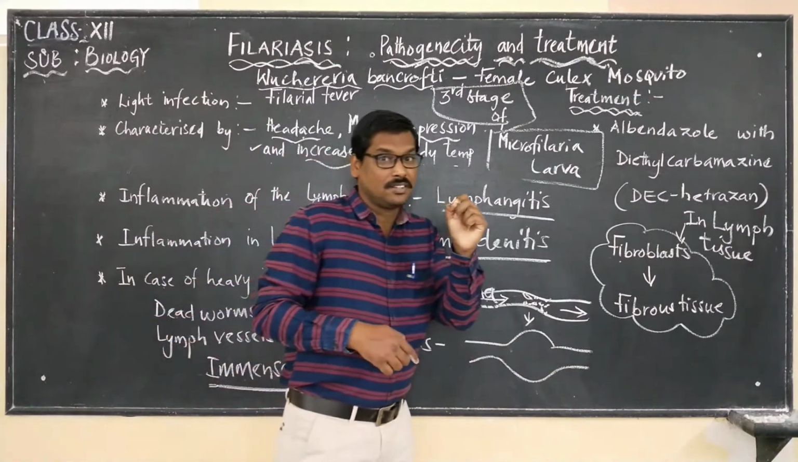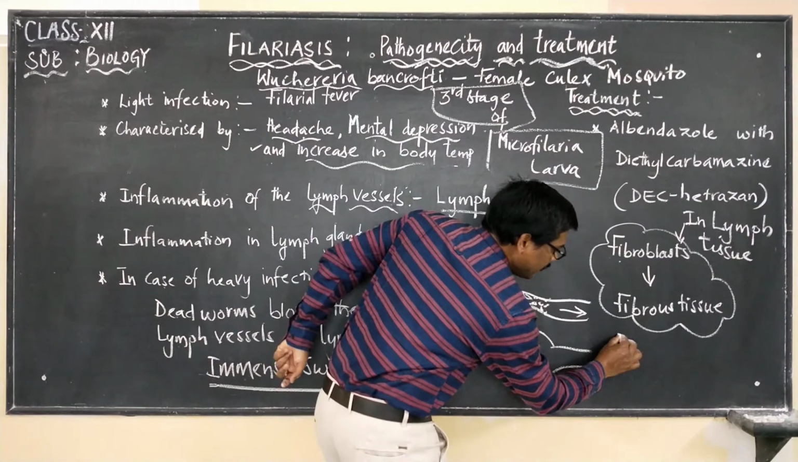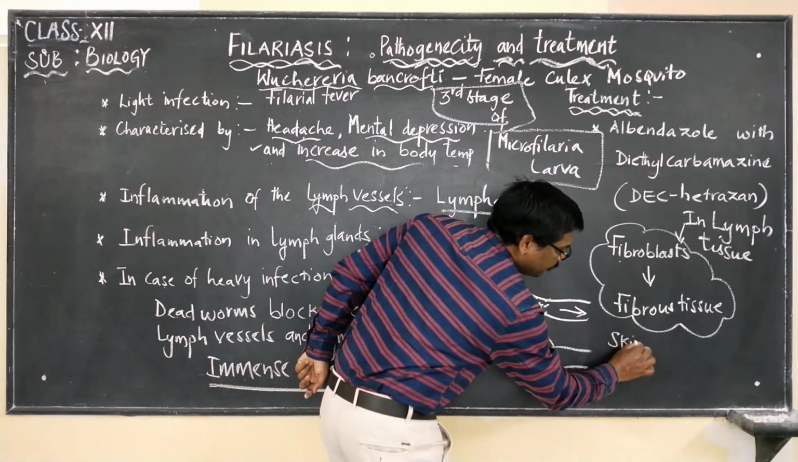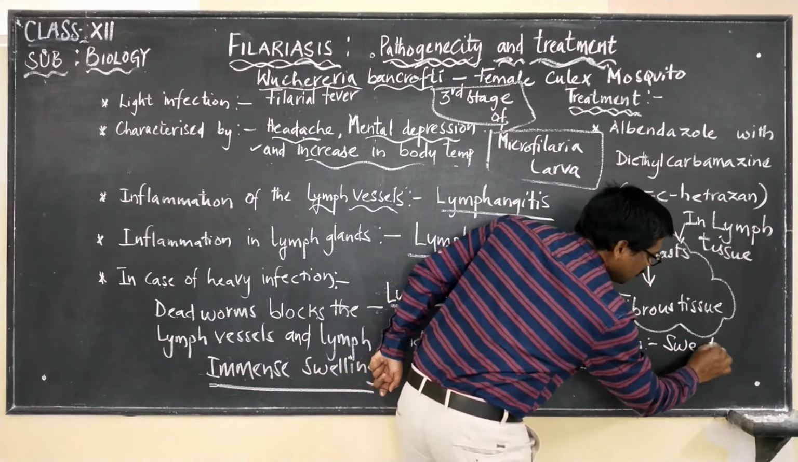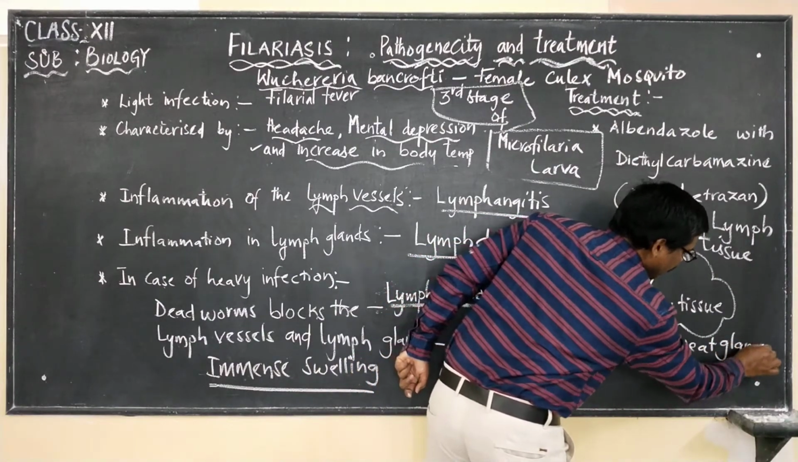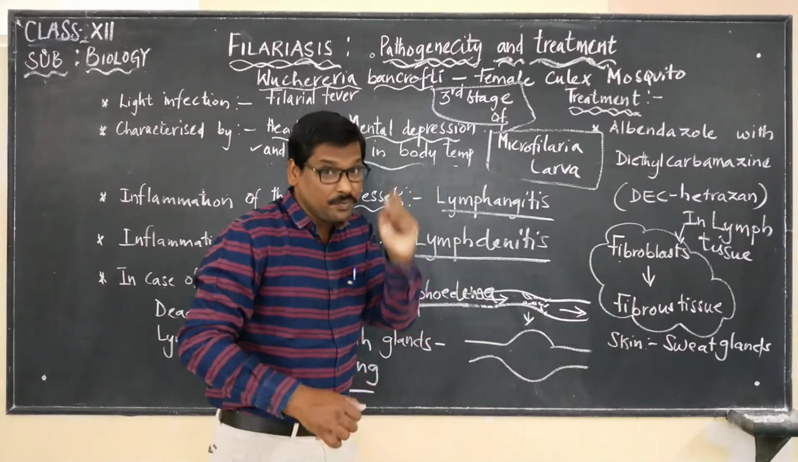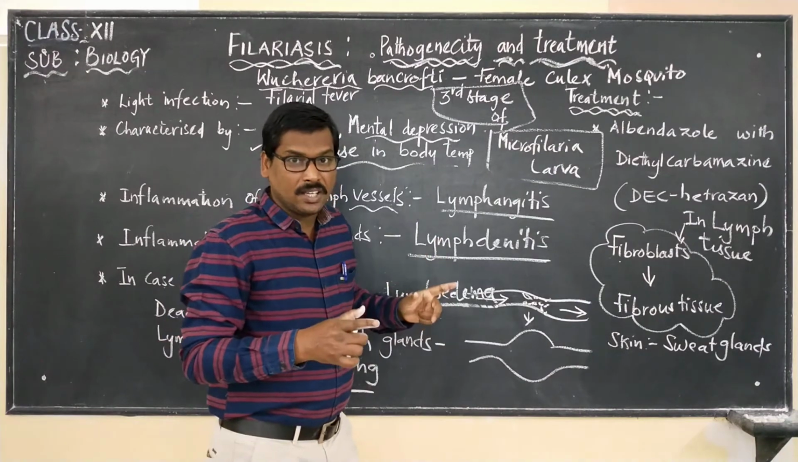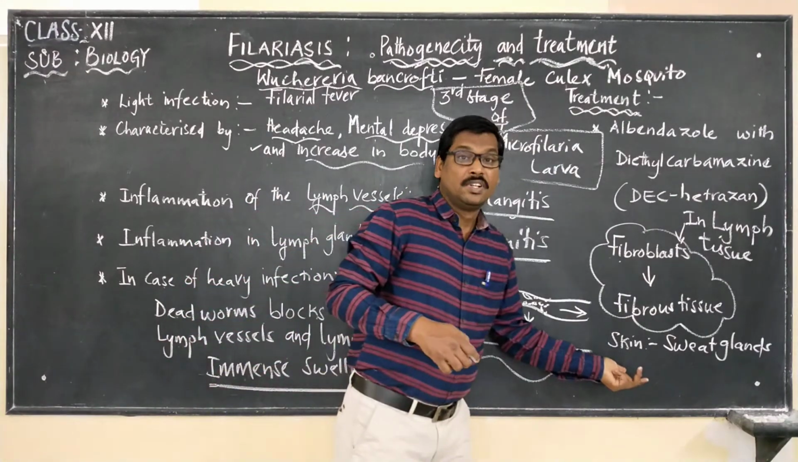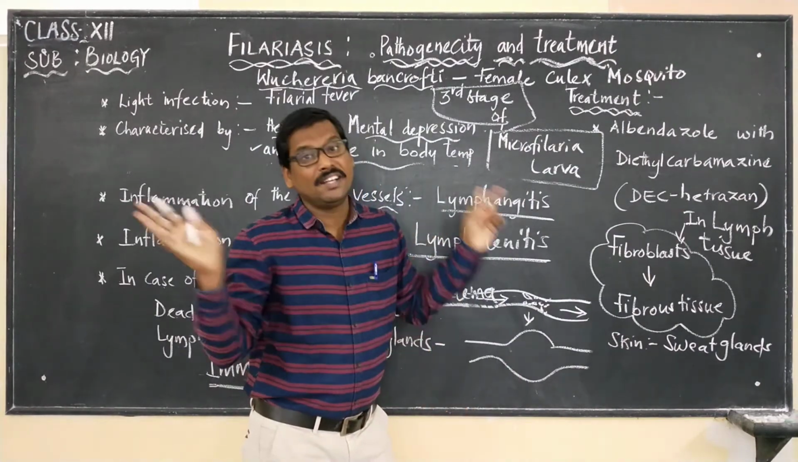In the skin cells, what do we have? Sweat glands. We have the sweat glands. So here, the region which is infected by Wuchereria bancrofti, if it consists of sweat glands, those sweat glands will be completely disintegrated.